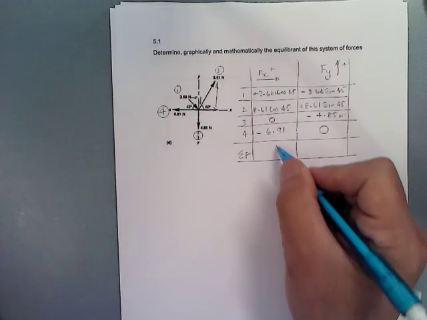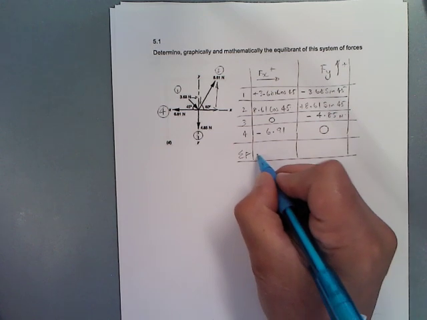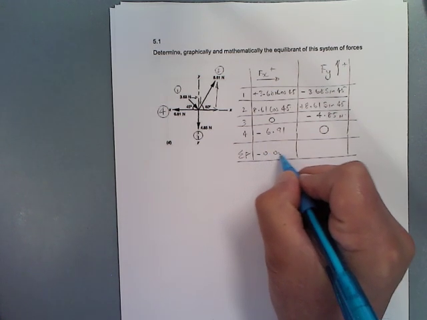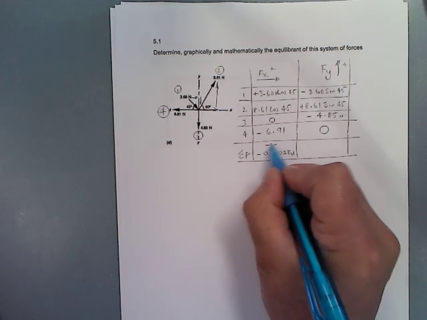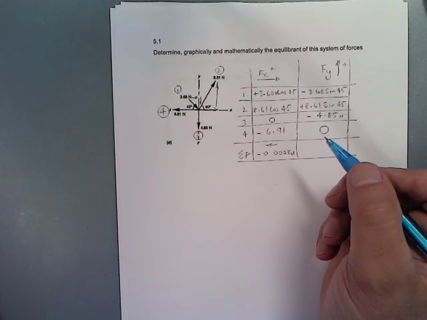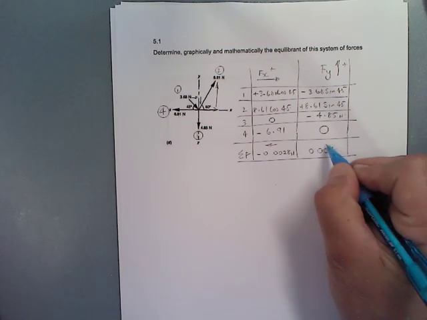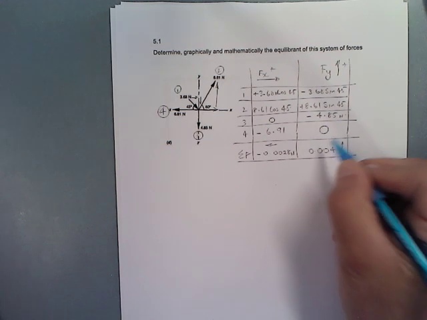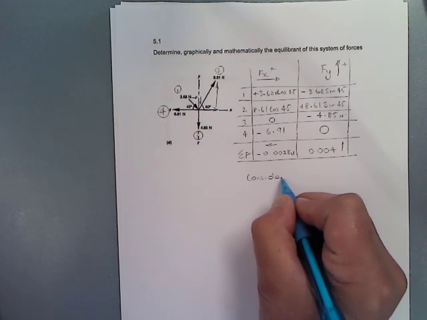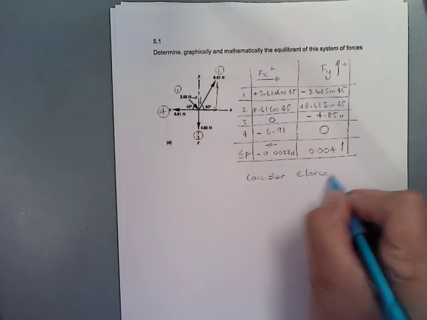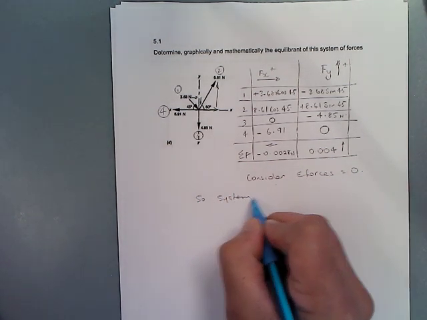If I add my X column, the sum of the forces in the X direction ends up being minus 0.0028 newtons, which is insignificant and in actual fact is closer to zero. If I add all the Y forces, it ends up being 0.004, which is upwards. That also is insignificant. So I would consider that the sum of the forces is 0. So the system is in equilibrium.